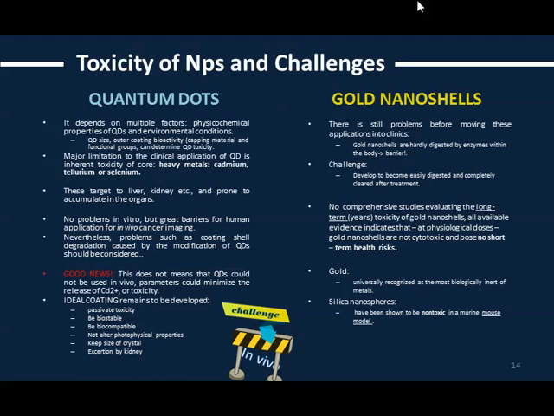An important problem also is that they target the liver and kidney, and are prone to accumulate in those organs. There are no problems for using this in vitro, but there is a great barrier for human application for in vivo cancer because of this toxicity.